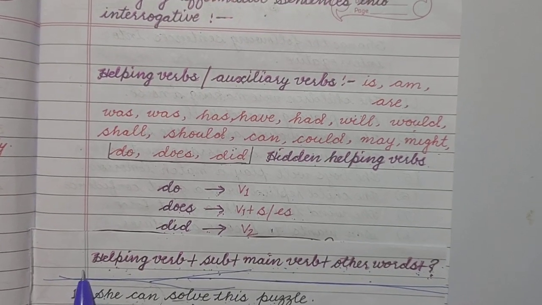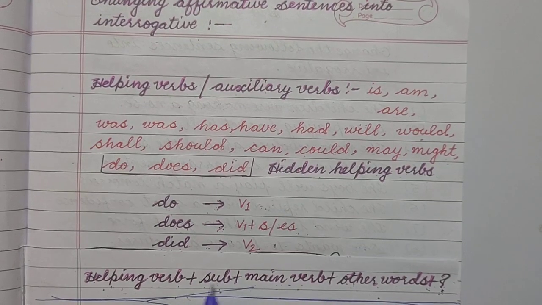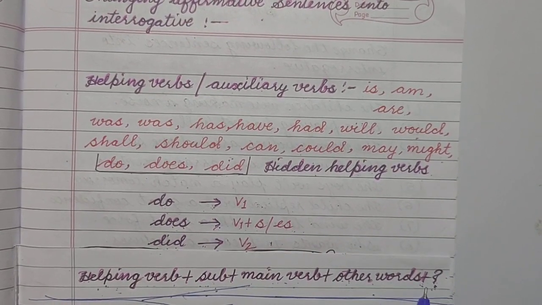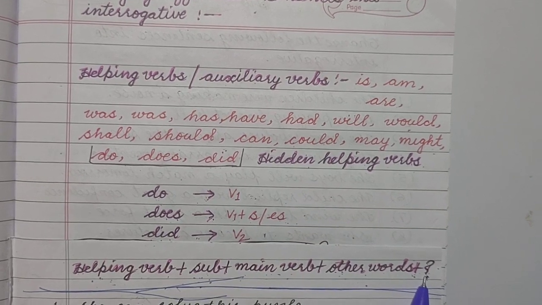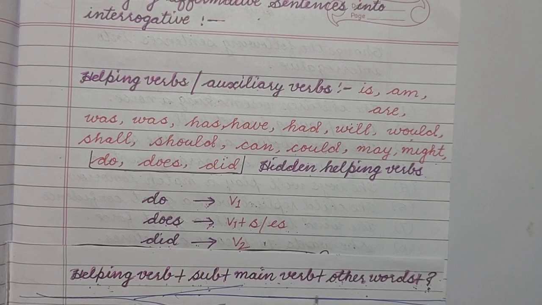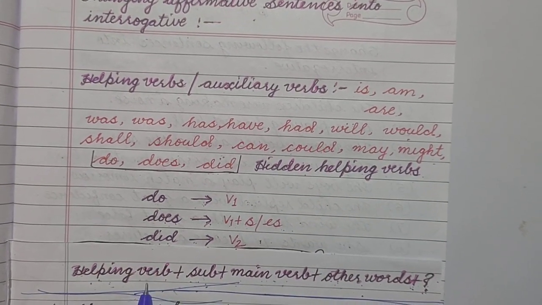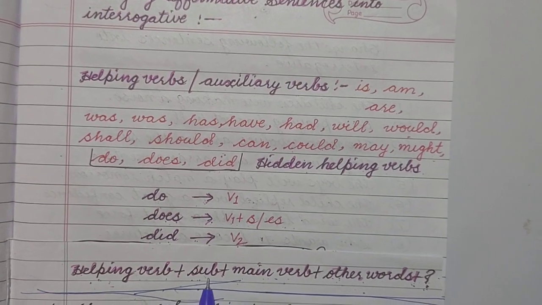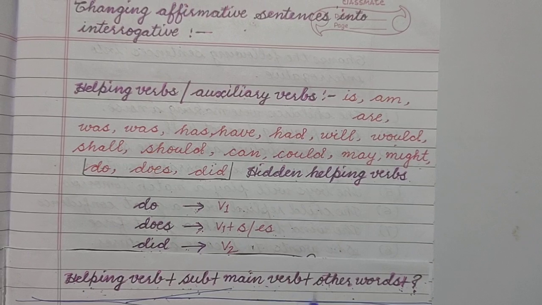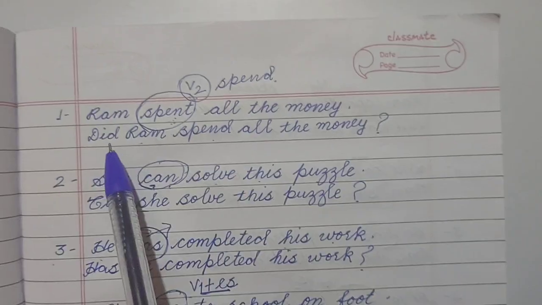The structure for making interrogative sentence is helping verb, then subject, after it main verb, then other words, and at last question mark. It means when we are going to change affirmative sentences into interrogative, first we have to write down helping verb, after it subject, and after writing subject the main verb. After the main verb we have to write other words, and at last we have to put question mark.